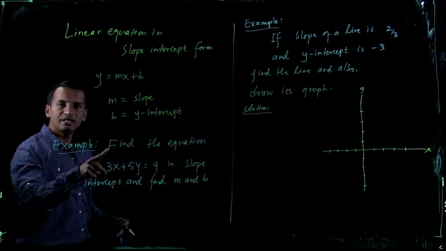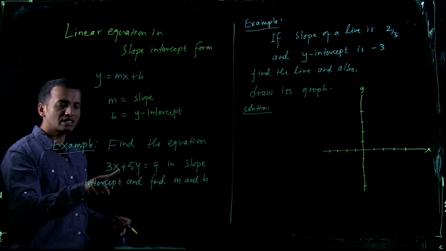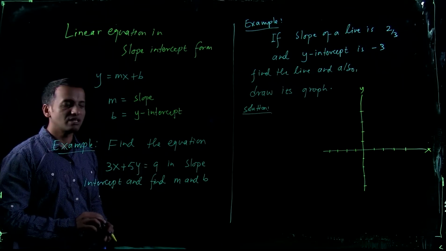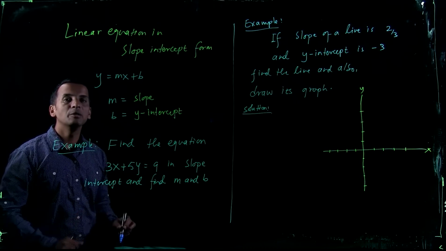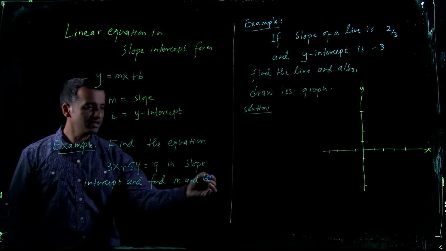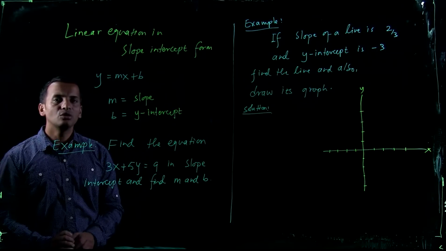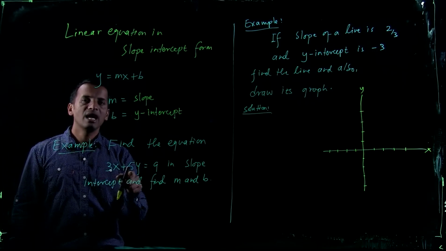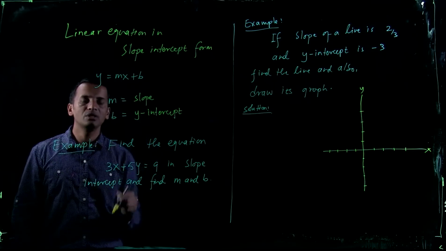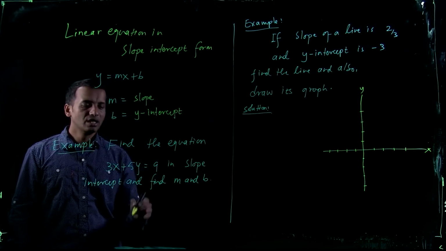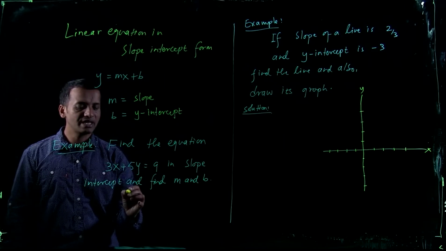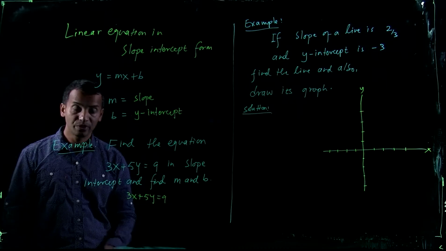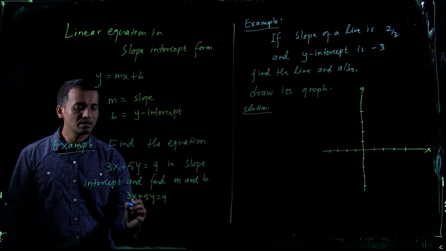We want to find the equation of the line 3x plus 5y equals 9 in slope-intercept form, and then find the slope m and the y-intercept b. To do that, you need to solve for y. So the given line is 3x plus 5y equals 9. You need to subtract 3x on both sides.